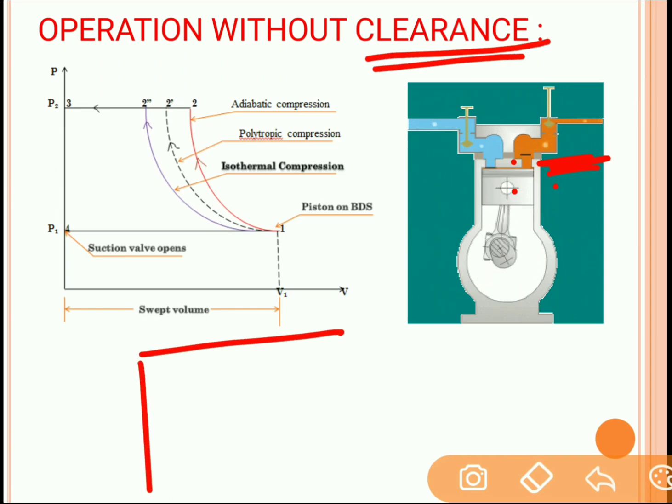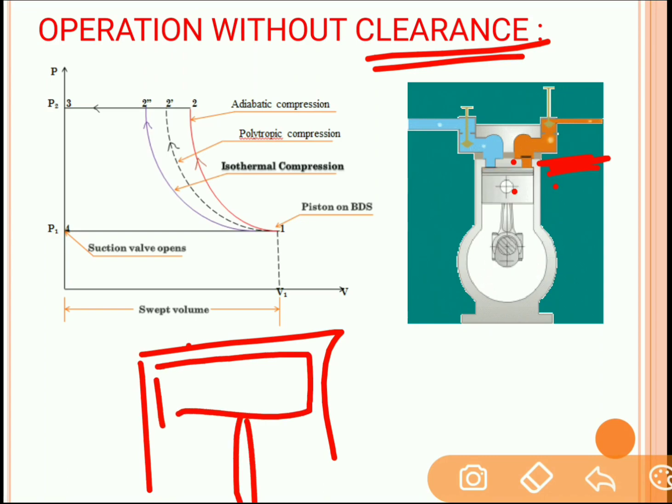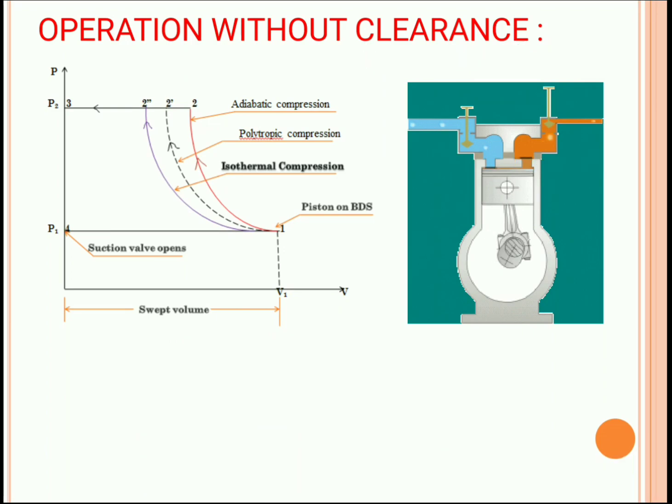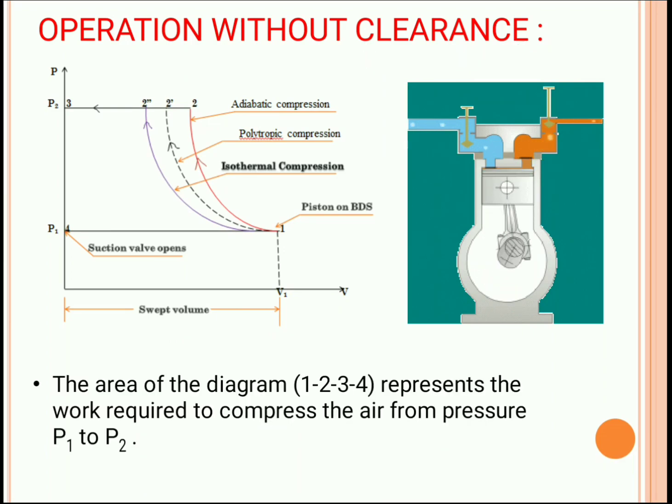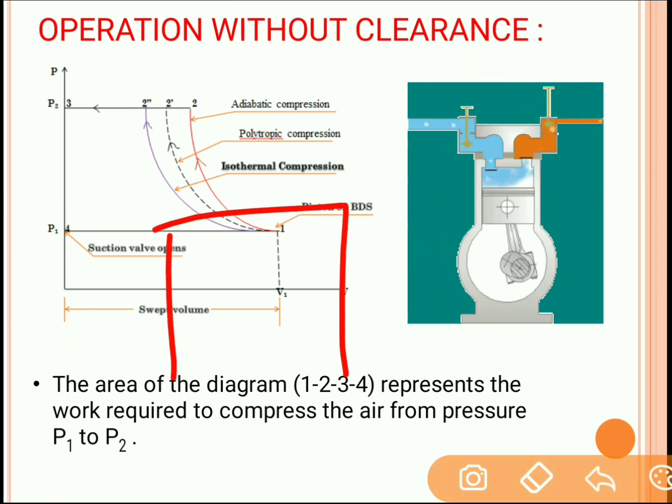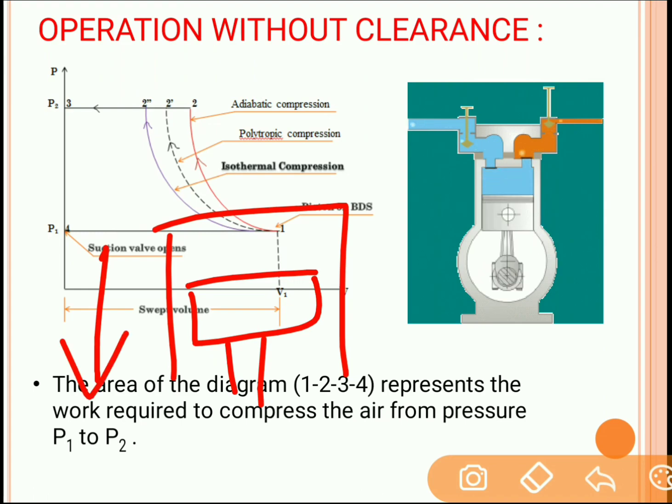Clearance means what? Let's say that this is a cylinder and this is a piston. So between the piston and the cylinder there is no gap, meaning this volume is 0. If this volume is 0, it means there is no clearance. Now in the first stroke, when the piston moves from top dead center to bottom dead center, let's say that this is your piston, it will move from the top end to the bottom end. So when the piston moves from top to bottom, this volume will increase.